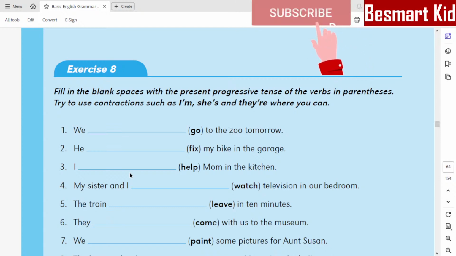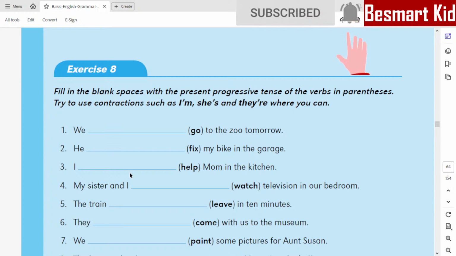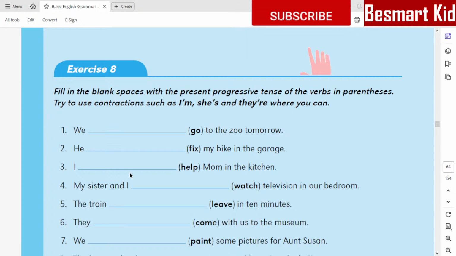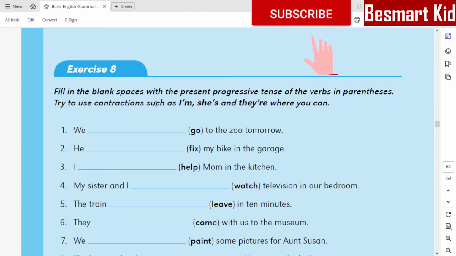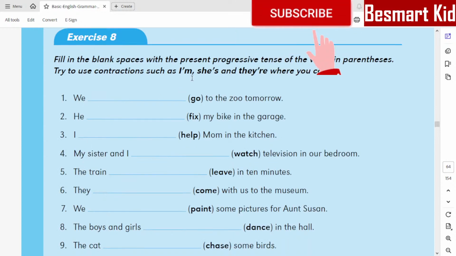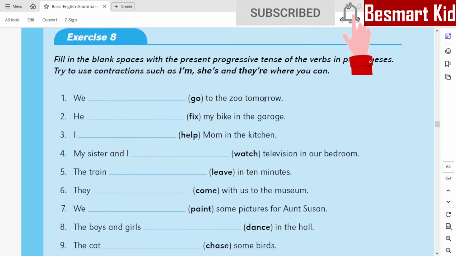Now let's see exercise 8. Fill in the blank spaces with the present progressive tense of the verbs in the parentheses. Try to use constructions such as I'm, she's, and they're where you can. First, we dash to the zoo tomorrow. In brackets we have go.